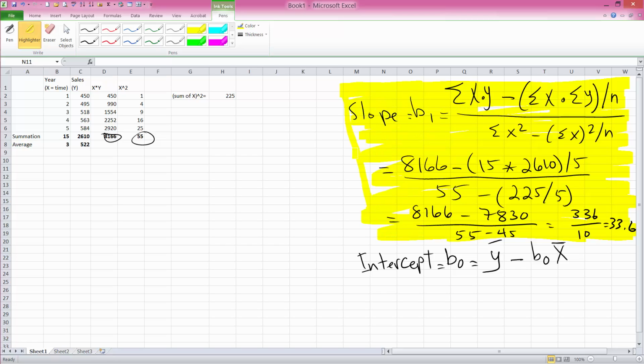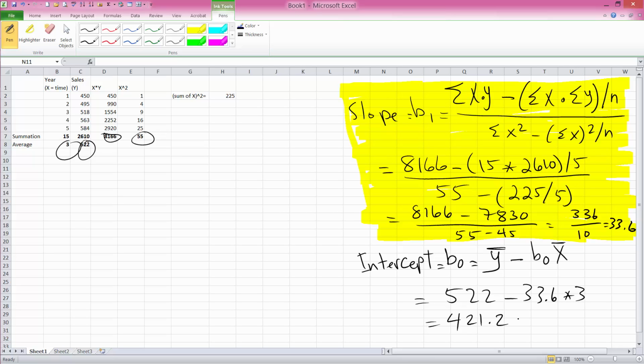And now we want to use that to compute intercept. So intercept, or b sub 0, is average y, which we found to be 522, minus b sub 1, which we computed to be 33.6 just above, times x bar, or average x values, which is 3. If you go through that, you get 421.2. So that's how you compute the intercept and slope.